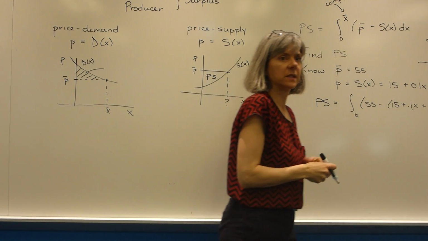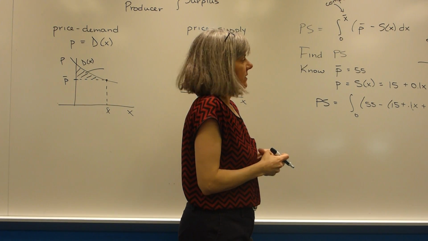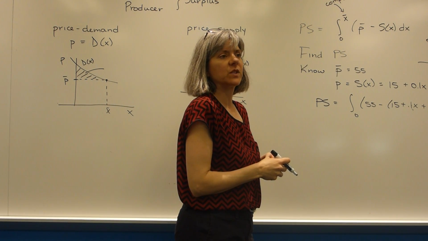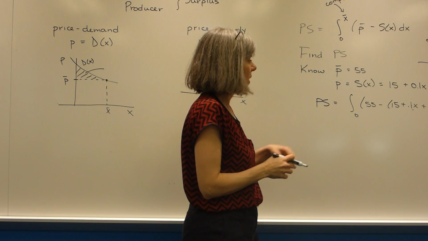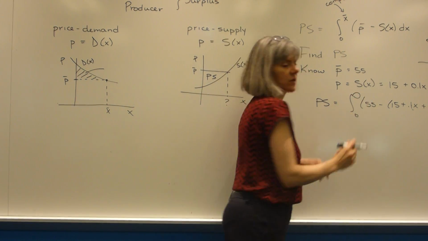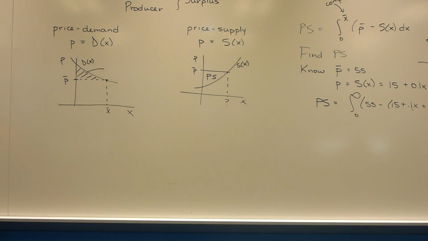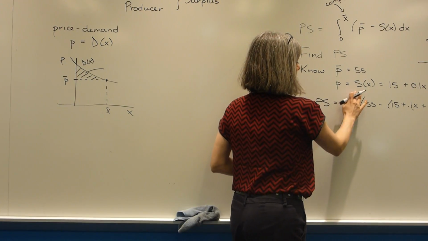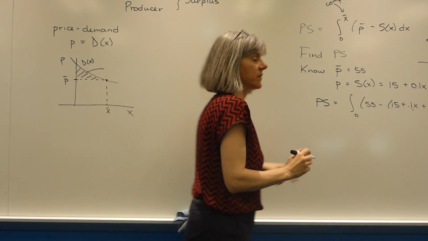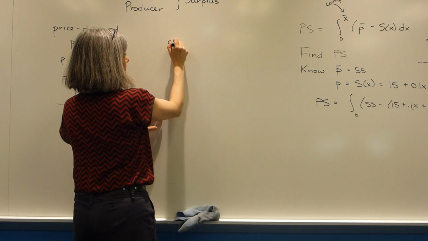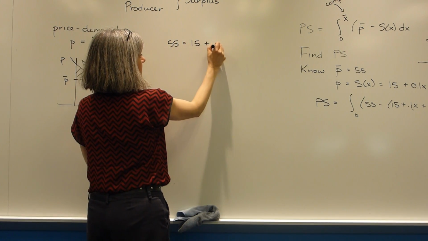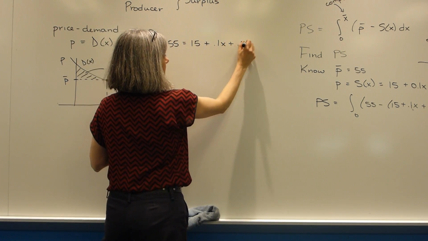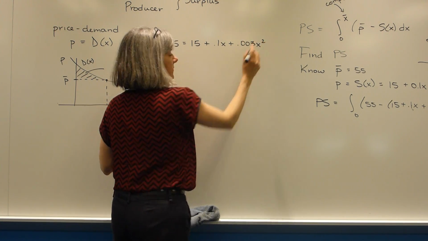Can we figure it out? Yes, it's going to be a little uglier this time. So we need to figure out this one. So let's come over here. Where do I have space? Okay, so how do I find that? I want to know where this is equal to 55. So I need to say 55 equals 15 plus 0.1x plus 0.003x squared, that whole thing.